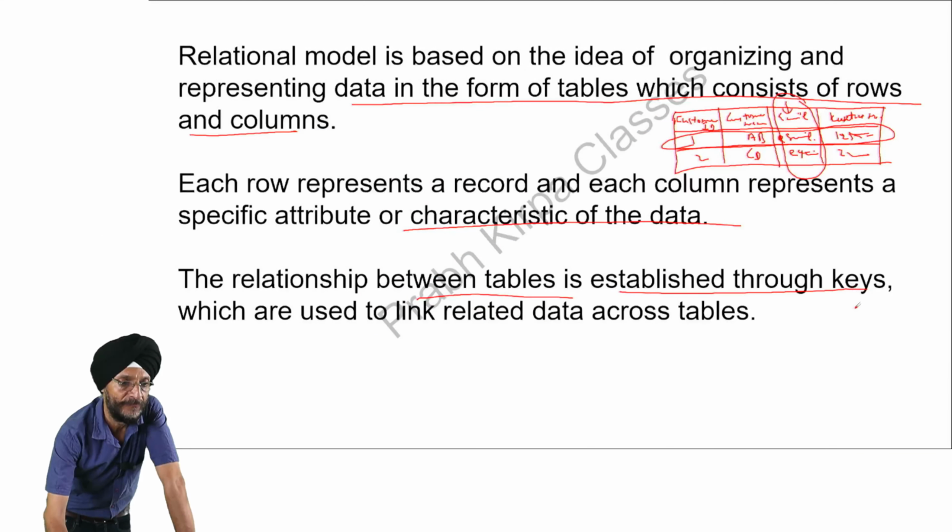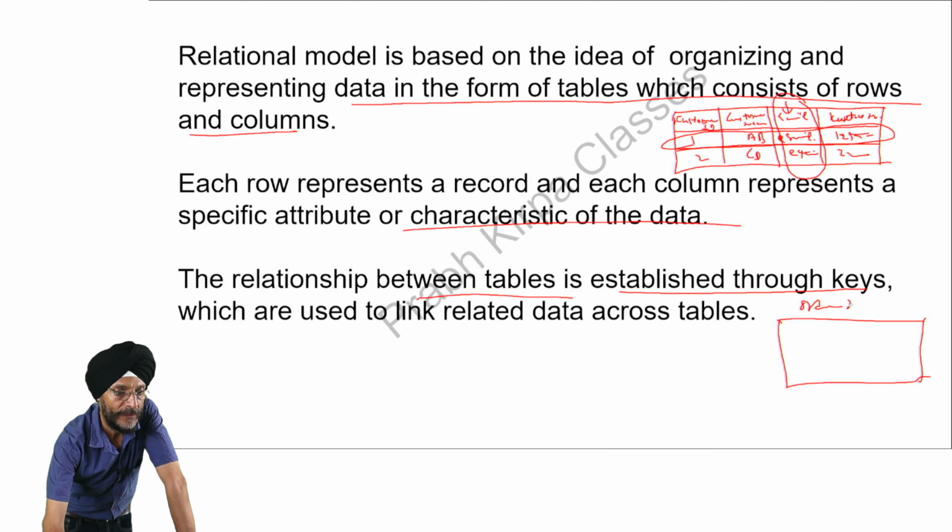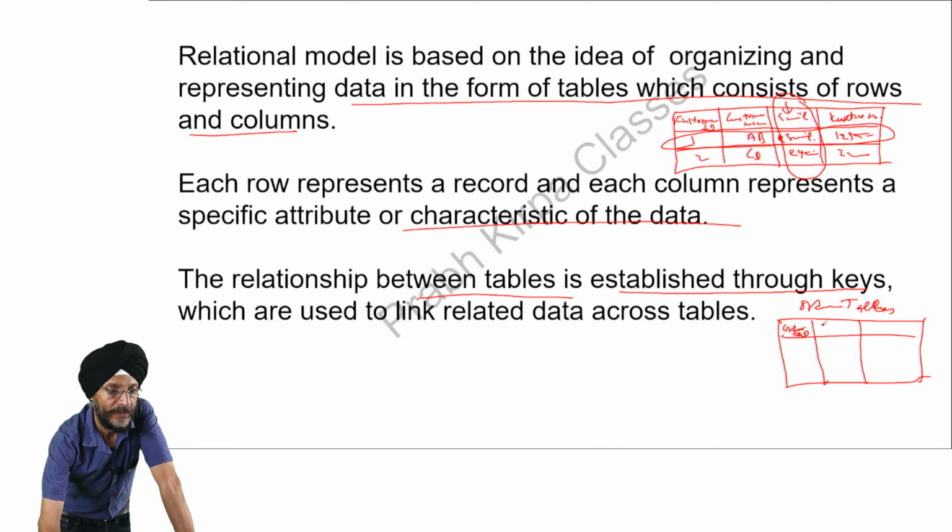The relationship between tables is established through keys. Suppose there is some other table, say an order table, where the orders placed by different customers are recorded. Here it will be order ID, then it may be order item, then it may be customer ID.